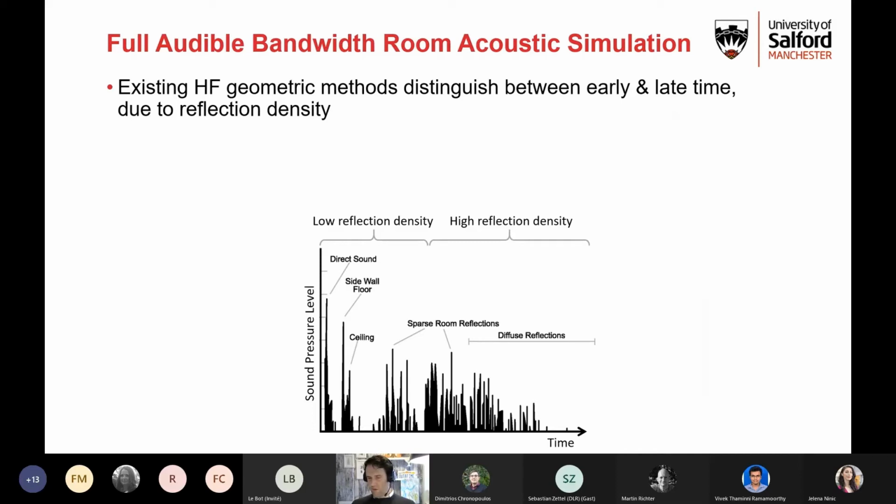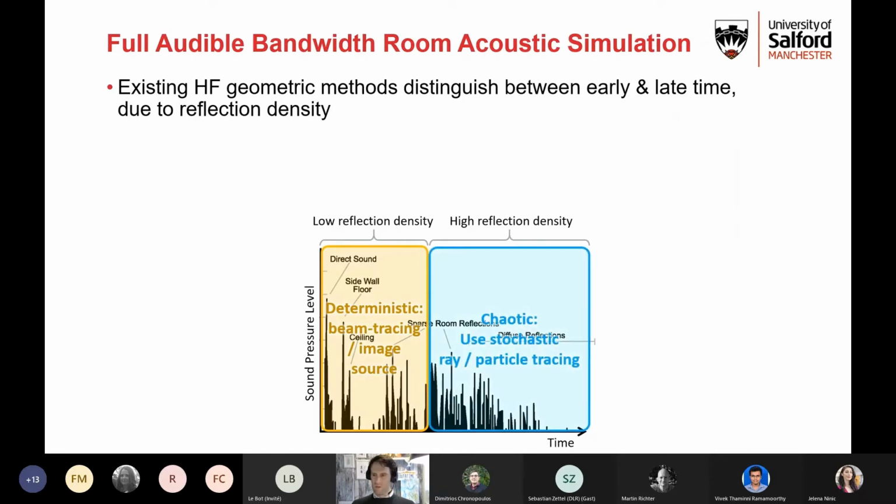And this is a little graph here of sound pressure level in a room versus time, identifying certain reflections. Initially they're sparse, you have a low reflection density, and you can often identify what surfaces they came off. Then later on, you get into this high reflection density regime where things become diffuse and chaotic as well. The accepted way of modeling that, since the 90s, is to use a deterministic geometrical acoustics method for early time, and then a stochastic method such as ray particle tracing at late time.